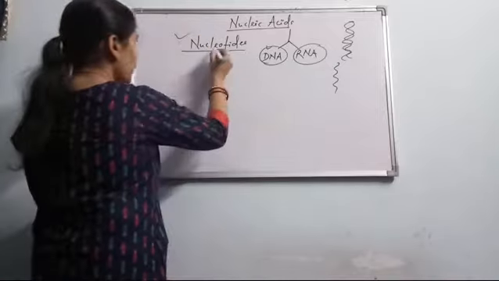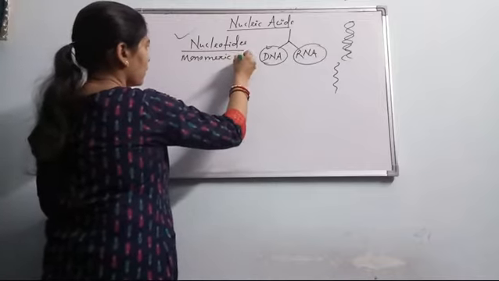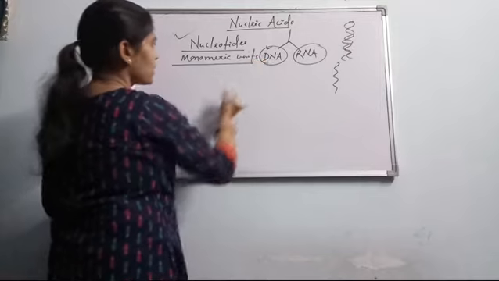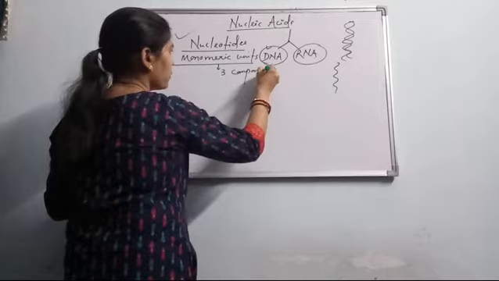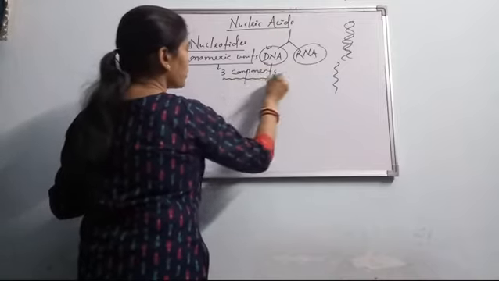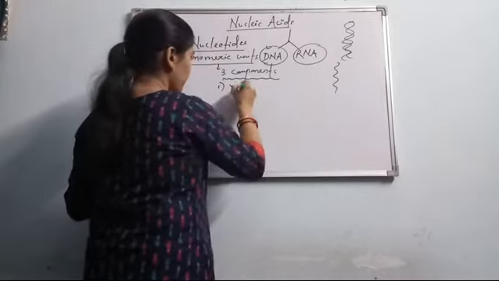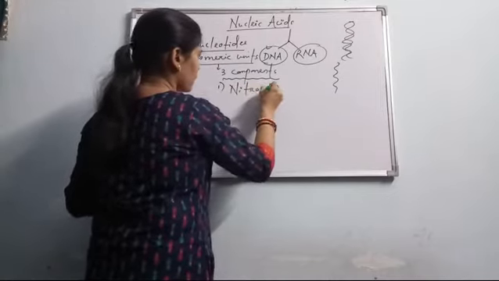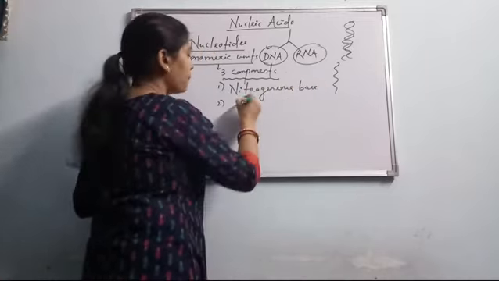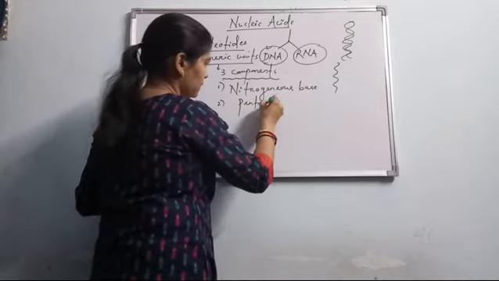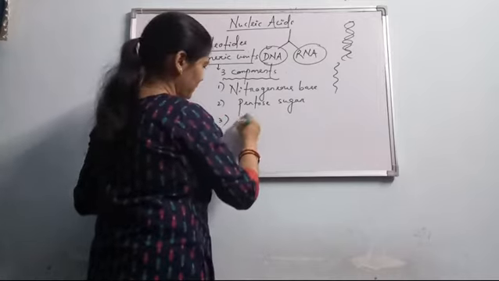Nucleotides. Nucleotides are the monomeric units. These monomeric units are made up of three components. What are the components of the nucleotides? The first one is a nitrogenous base. Second is a pentose sugar. And third is phosphoric acid.